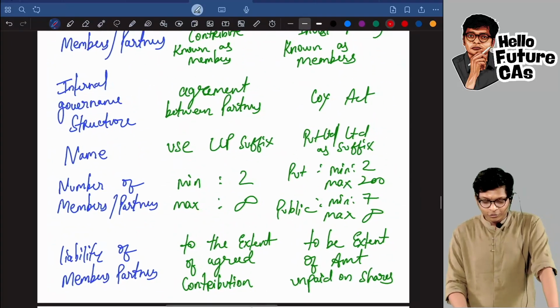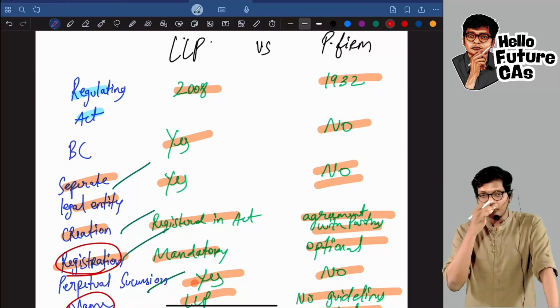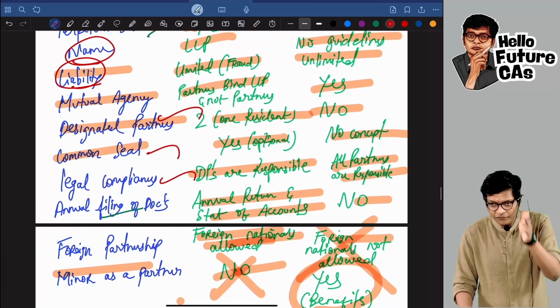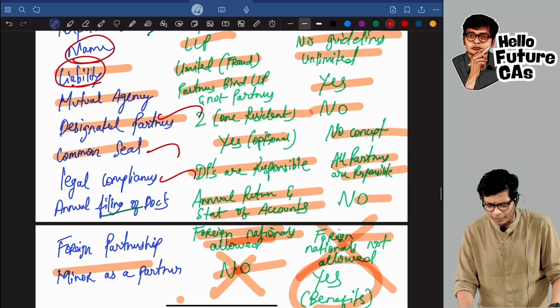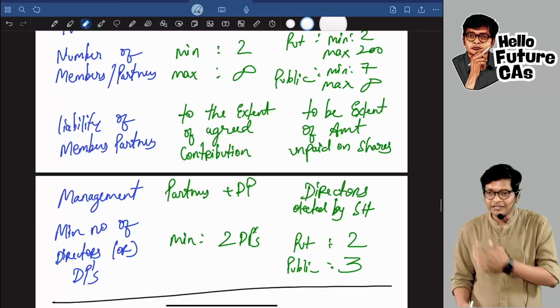Yeah. So what we'll do guys, with this both differences are done. I have a beautiful mnemonic for this, but you have to watch the video till the end. Then I will disclose that mnemonic if you want to remember the basis points. Otherwise, go with yourself. So with this, we're almost done with LLP now.